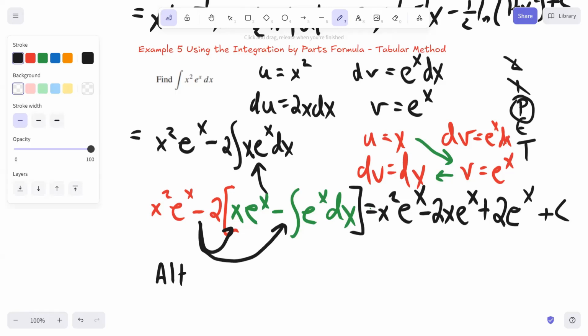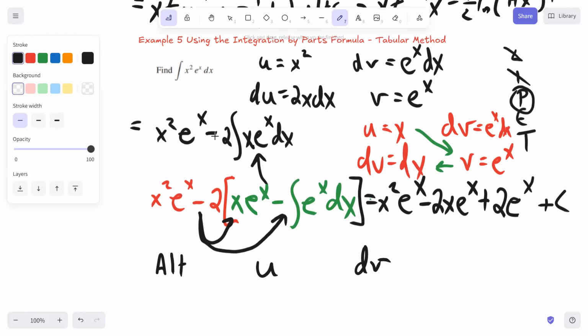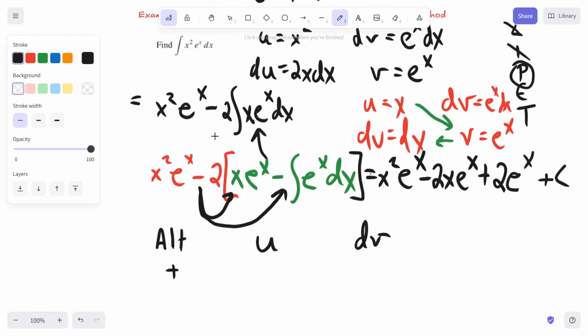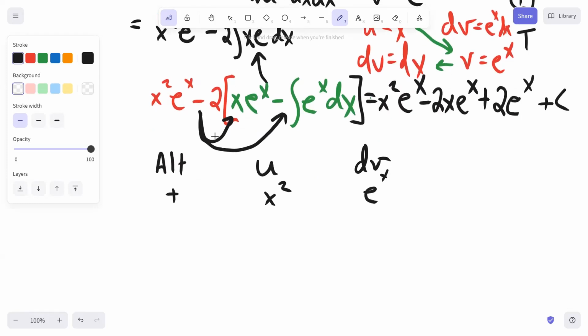And then we have u and dv, okay? So we always start with plus. And in the same thing here, we had u is x squared and dv is e to the x. So what you do is you just differentiate the u until you get to 0. So 2x, 2, and 0. And then you alternate the sign every time. And then the dv you integrate. Well, it's going to be e to the x each time.